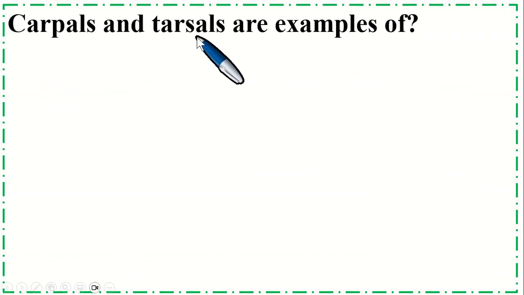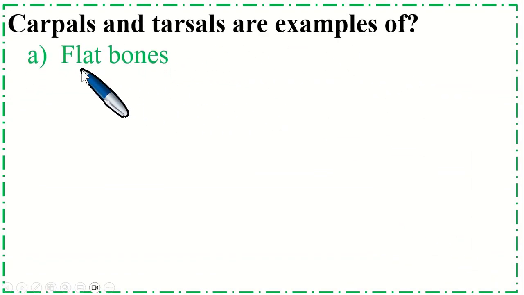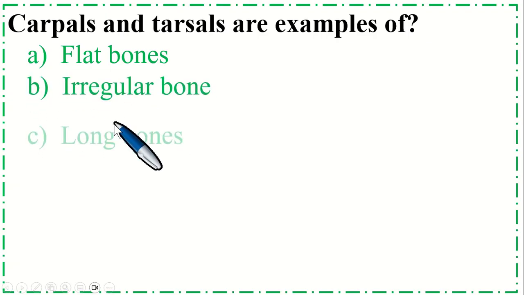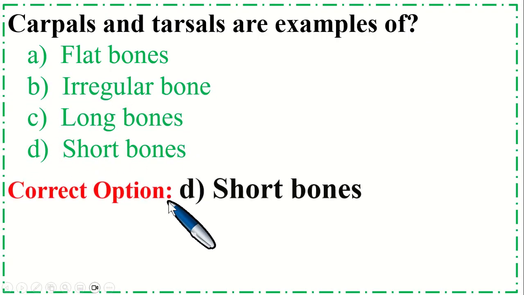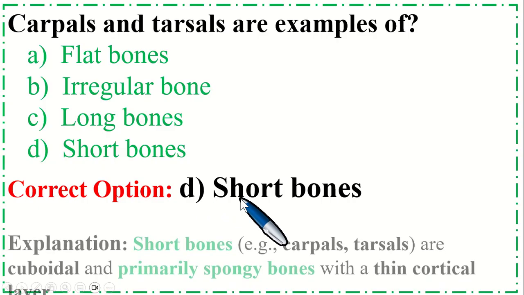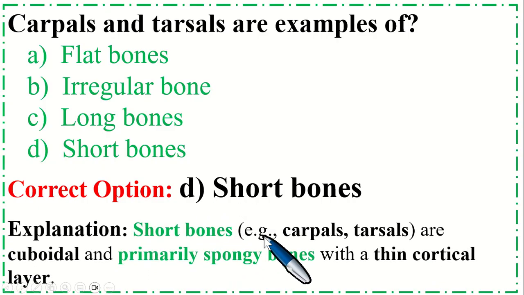Carpals and tarsals are examples of option A flat bone, B irregular bone, C long bone, and option D short bone. So the correct option is D short bones. The short bones, for example carpals and tarsals, are cuboidal and primarily spongy bone with a thin cortical layer.